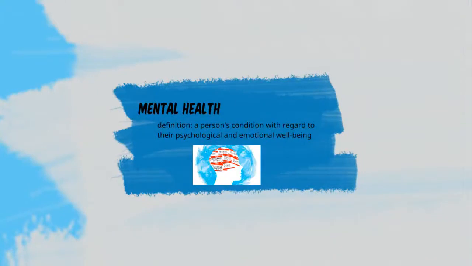Mental health is a person's emotional well-being that is about how a person thinks, feels, and behaves. That not only includes a person's emotional well-being, but their social, psychological, and physical well-being.